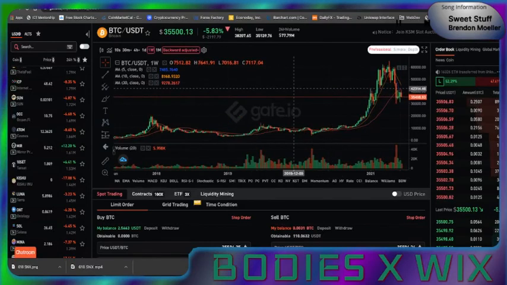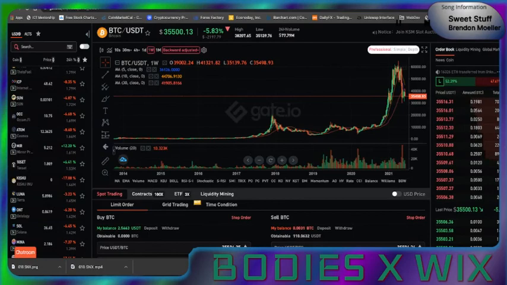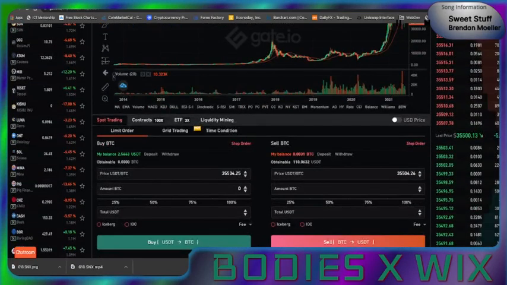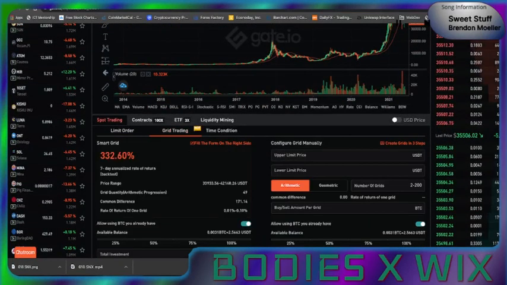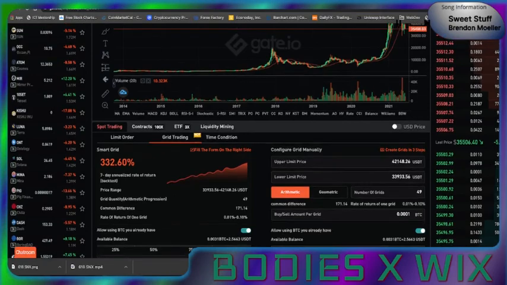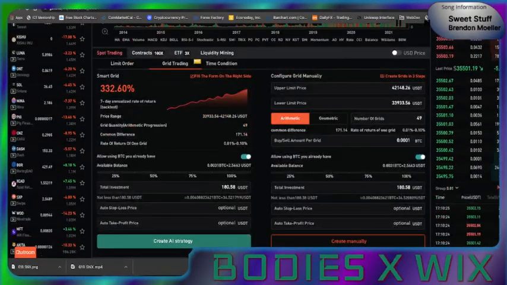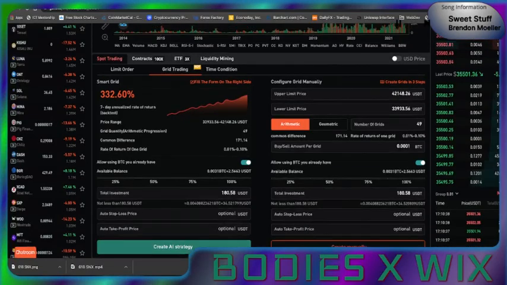I always push Gate just because I really like it. And you can do grid trading really simply. Just click grid trading, fill in the form on the right. It'll give you the upper limit, the lower limit, where it's going to buy, where it's going to sell. Just make sure you have enough USDT in your account, which I do not. And then just create the AI strategy, and it'll trade for you.